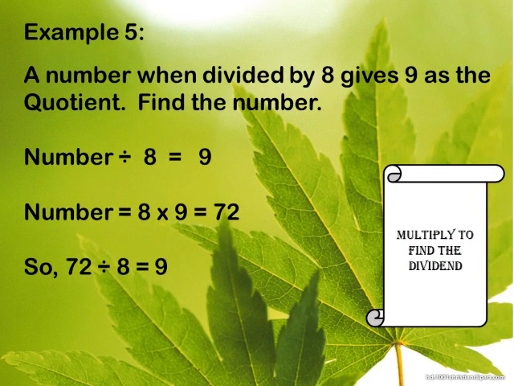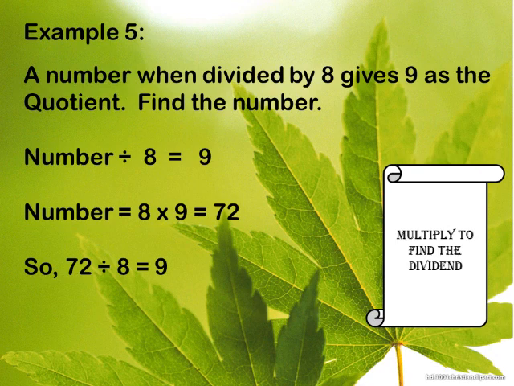Example 5. A number when divided by 8 gives 9 as the quotient. Find the number. What is given in the statement? The number 8 is given and the number 9 is given. What is 8 here? 8 is the number divided by. So divided by means 8 is the divisor and 9 is the quotient.